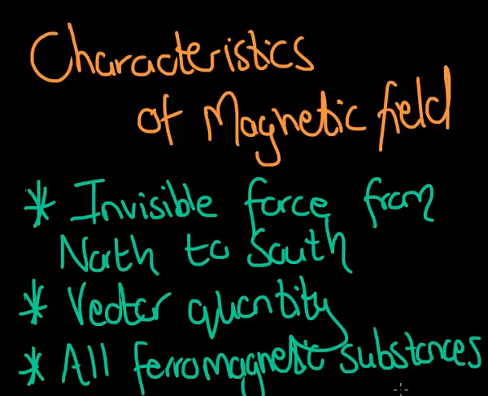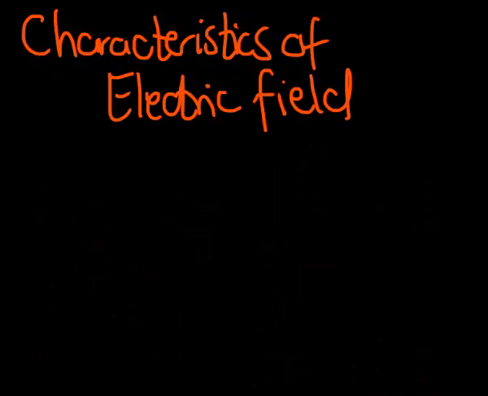And it will apply this force on all ferromagnetic substances. Now we are going to discuss the word ferromagnetic later a bit in detail. It basically just means any substance that is attracted to a magnet is called a ferromagnetic substance. So our magnets then apply a force on all ferromagnetic substances. This force has got a direction, always going from north to south, and it is an invisible force. Now if you look at the characteristics of our electric field, this is also an invisible force that basically will be moving positive charges around.